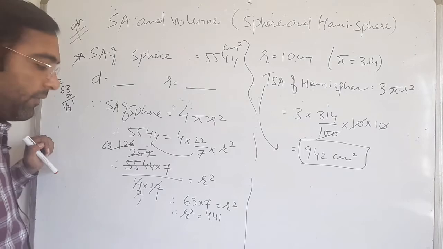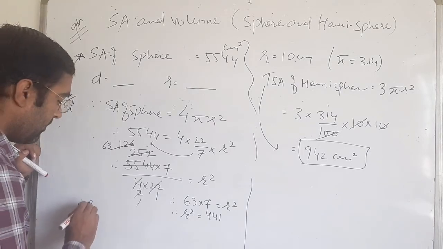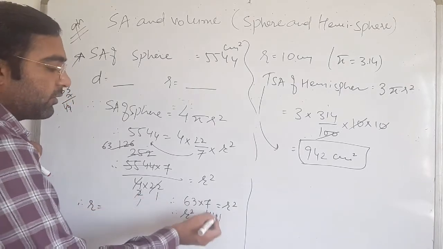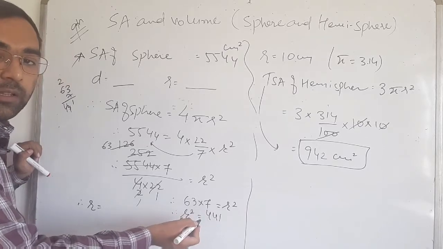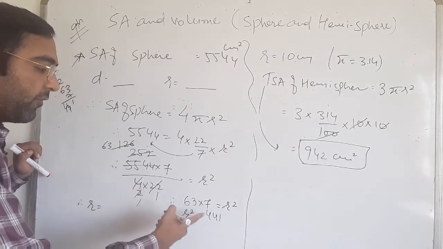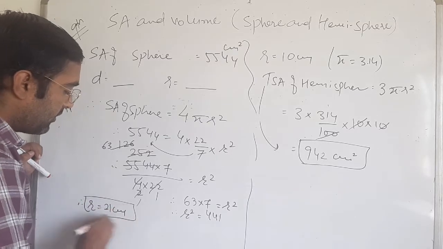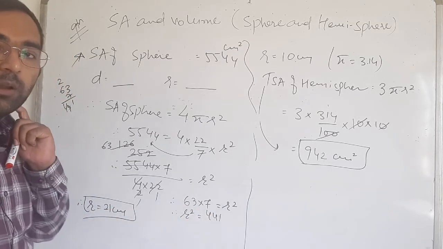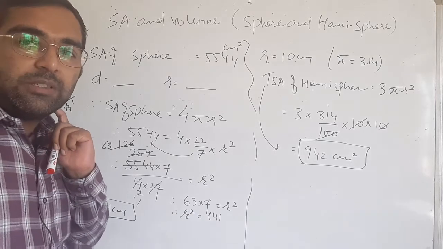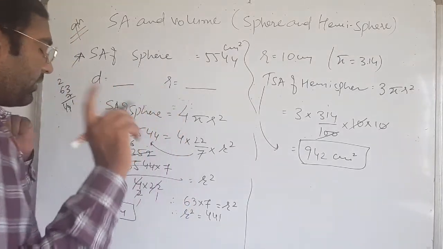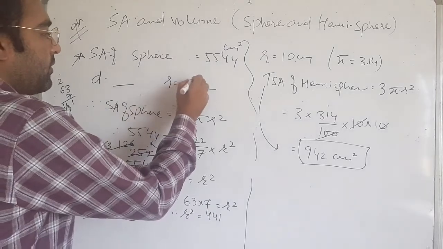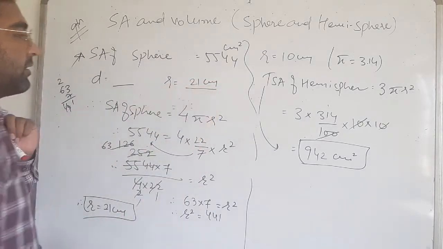Okay, so now I shift the square to the second side to find the square root. The square root of 441 is 21. So my radius is 21 centimeter only.